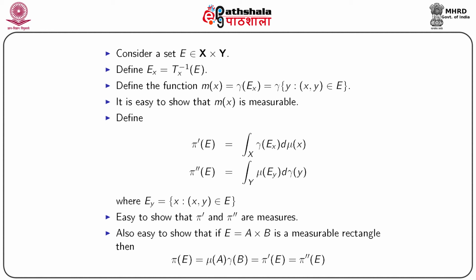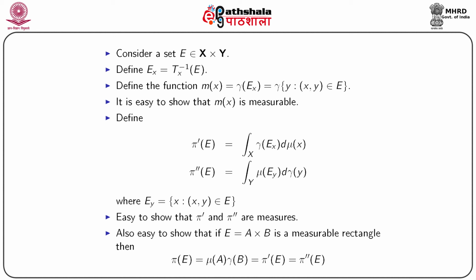Now we define two integrations, pi prime E and pi double prime E. Pi prime E is integration over x, all possible values of x, gamma E_x d mu x. So here it is measurable with respect to mu, and pi double prime E is integration over y, mu E^y d gamma y. So it is measurable with respect to gamma, where this set E^y is the collection of x such that xy belongs to E.